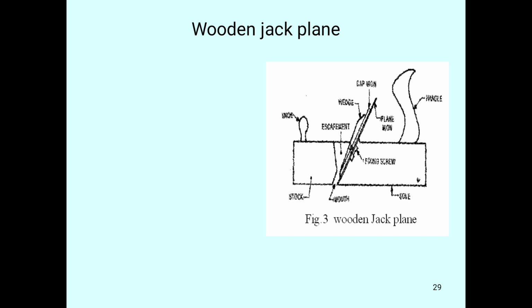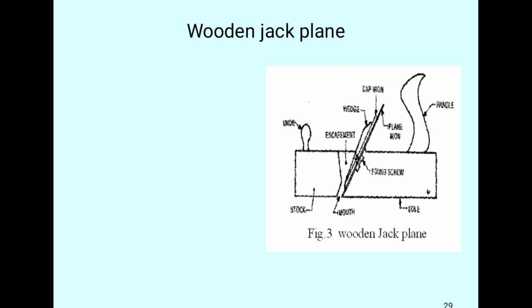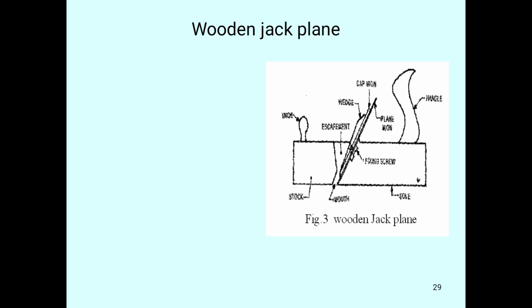First we can learn about the wooden jack plane. This is a diagram of a wooden jack plane. I will zoom the figure here. Here we can see the parts of the wooden jack plane: handle, sole, fixing screw, mouth, stock, knob, escapement, wedge, cap iron, and plane iron. All these are the parts of the wooden jack plane.